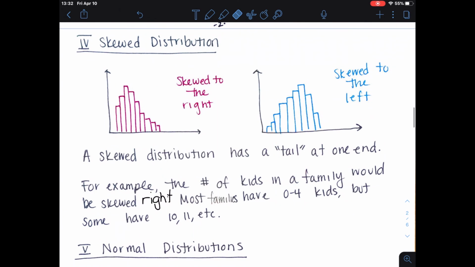A realistic example, if you think about number of kids in a family, a lot of people have 0 to 4 kids, but then you have others that will have 10, 11, 12, a ton of kids. So in that case, you're going to have a bunch of tail ends over here.